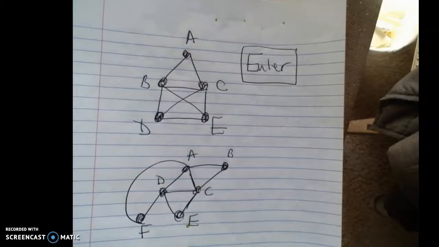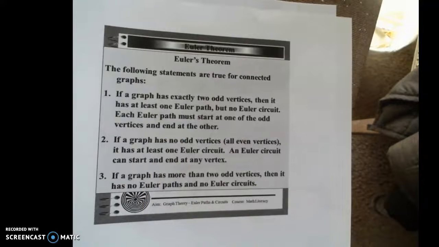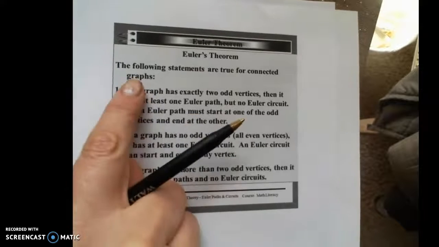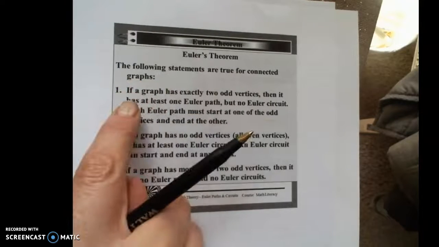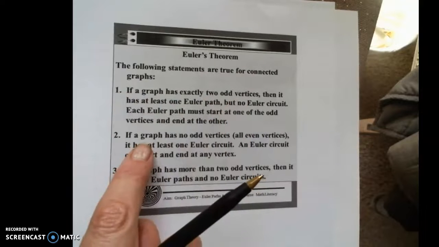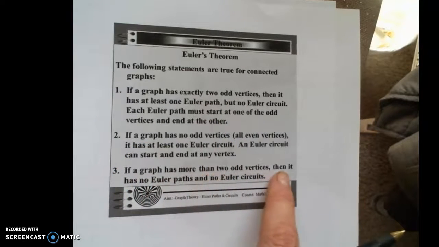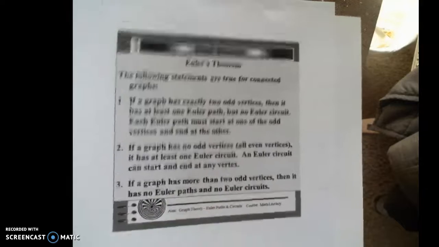Alright, let's keep talking about Euler a little bit. I did email this theorem to you. And so Euler actually does have a theorem, which is awesome because the other one we're going to learn about does not. What you're going to do is look at the degree, and see if you have exactly 2 odd vertices, no odd vertices, or if a graph has more than 2 odd vertices. Okay, so that's what we're going to look for.